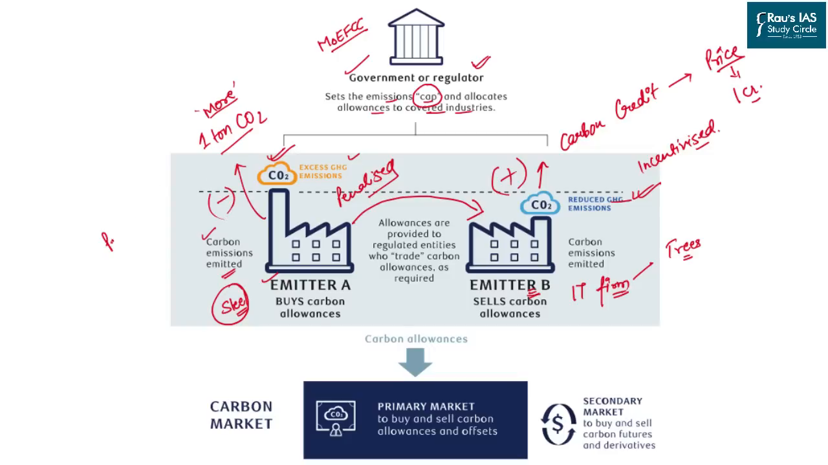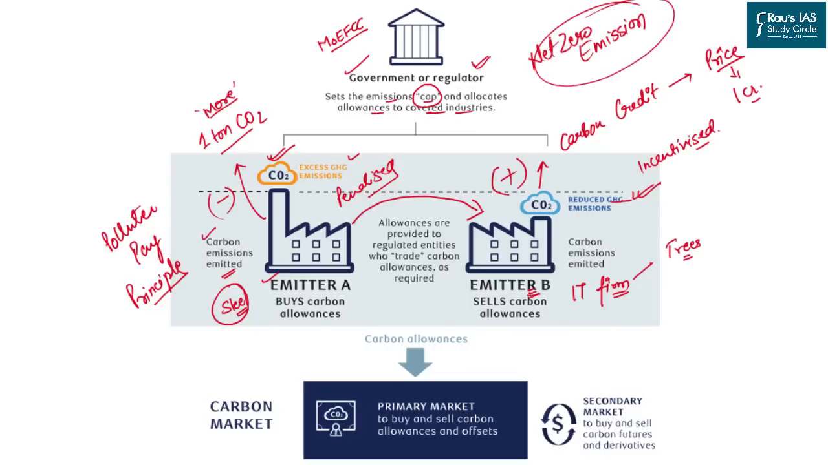So this is the polluter pays principle. The one who is polluting the environment should pay. The one who is controlling, saving the environment should be incentivized. So because of this, there is net zero emission. And this is the basic criteria of every government across the world.